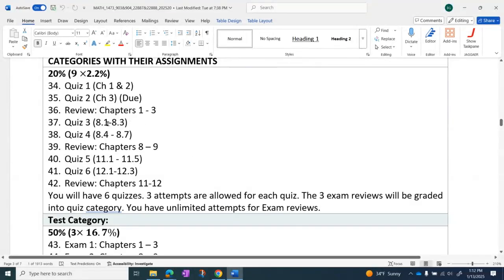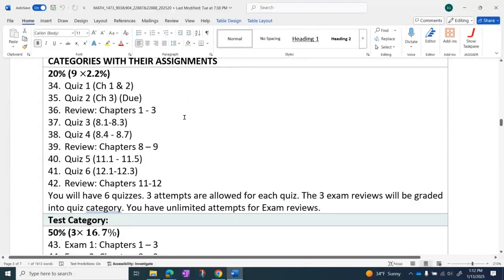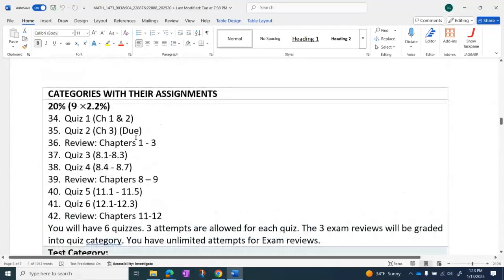And also you have 3 exam reviews. Those reviews are for you to get ready for the 3 exams. You have unlimited attempts for the questions on the reviews, okay? You should try as many times as possible to get yourself very familiar with the content, the topics. So those are the quiz category. Those 9 items together account for 20%.